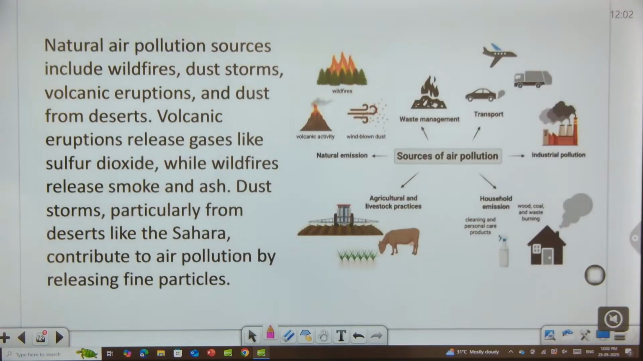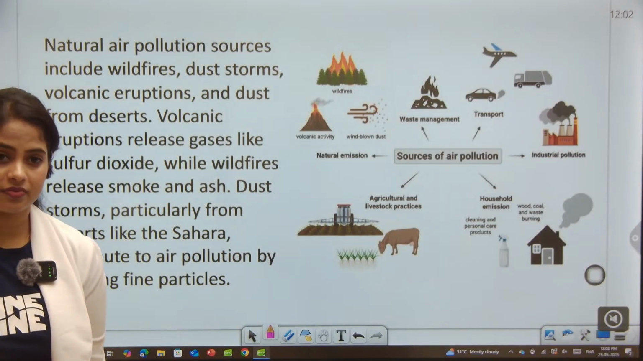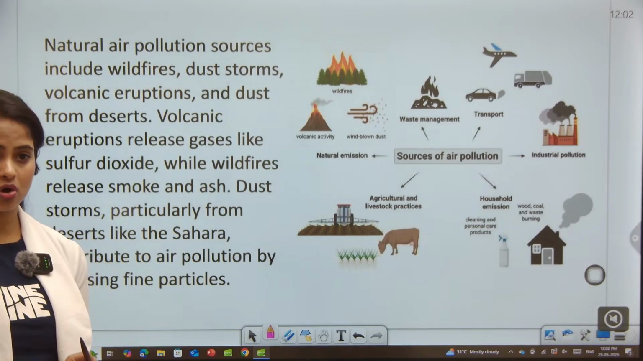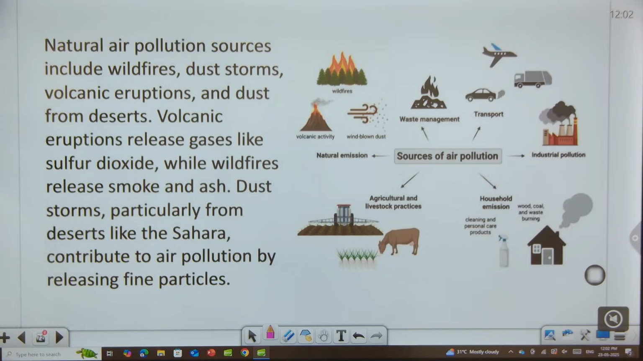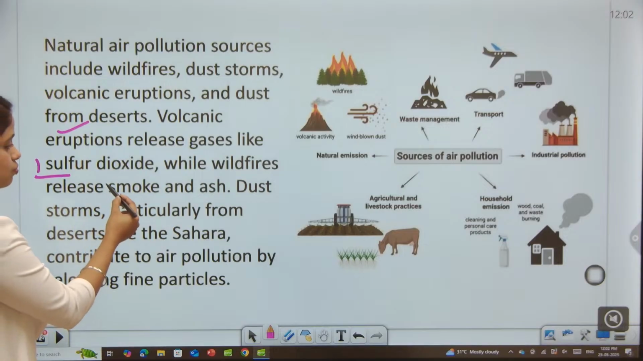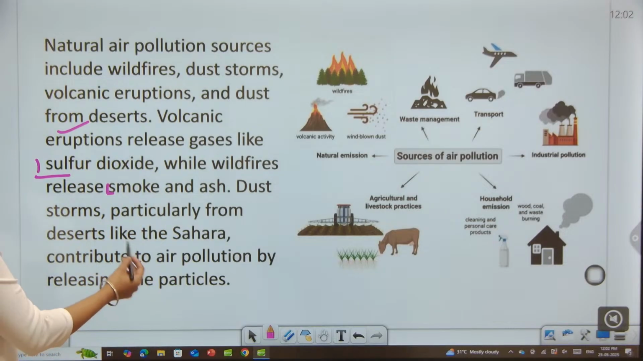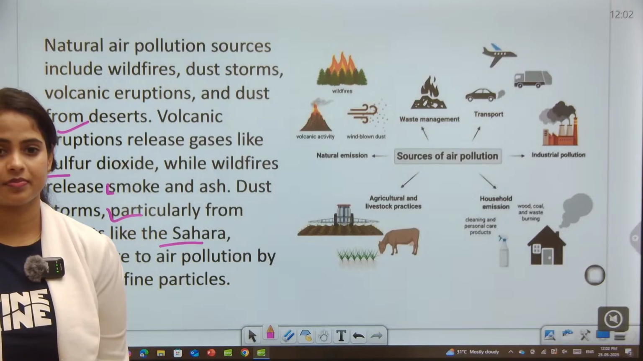Natural air pollution sources include wildfires, dust storms, volcanic eruptions, and dust from deserts. Volcanic eruptions release gases like sulfur dioxide, while wildfires release smoke and ash. Dust storms, particularly from deserts like the Sahara, contribute to air pollution by releasing fine particles. Clear?